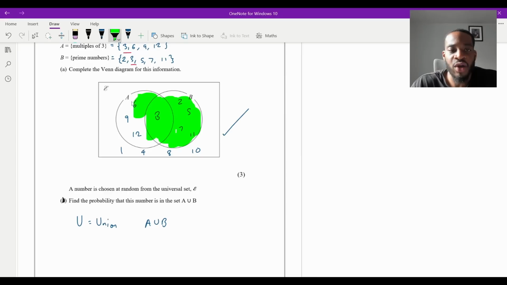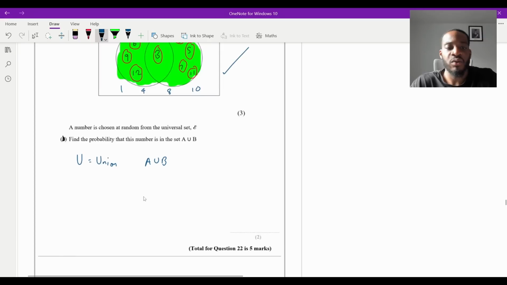So that's what I need to look at when I'm looking at A union B. If I want the probability of choosing a number from this set, how many numbers do I have inside here? Let's count: 1, 2, 3, 4, 5, 6, 7, 8. We've got 8 numbers there. So the probability is going to be 8.